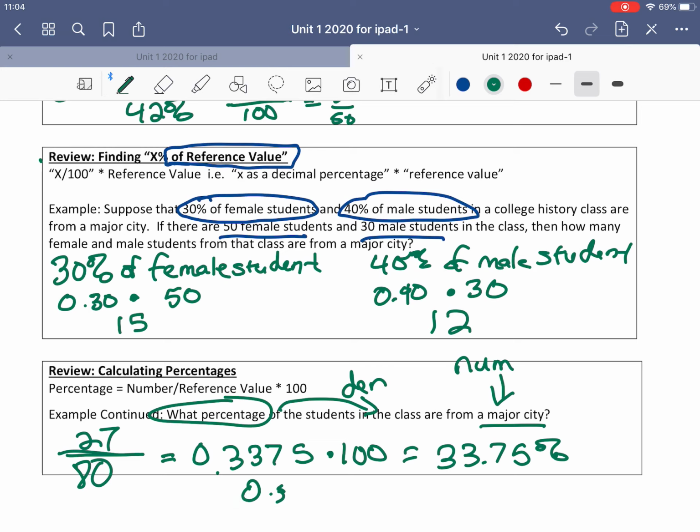Oh, sorry y'all, my pen's not working. And then I multiplied it by 100, I would have 34%. And if they then asked me for 2 decimal places, I'd be in trouble. So be careful of that.